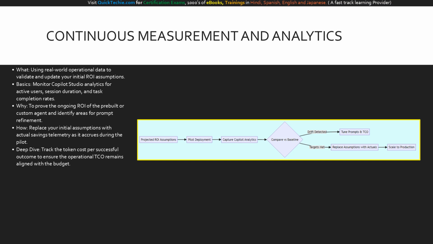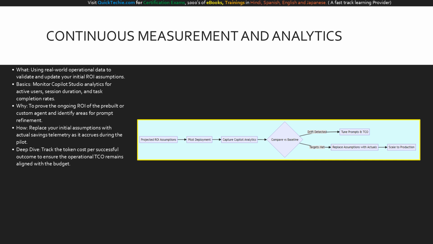In our final slide, we address continuous measurement and analytics. What does this mean? It means using real-world operational data to validate and constantly update your initial ROI assumptions. The basics involve actively monitoring Copilot Studio analytics, specifically tracking active users, average session durations, and task completion rates. Why is this a mandatory phase? Because continuous measurement is the only way to prove the ongoing ROI of the agent, and it highlights exactly where prompts or data sources need refinement.